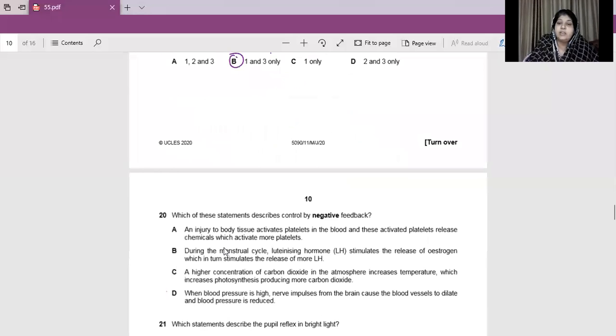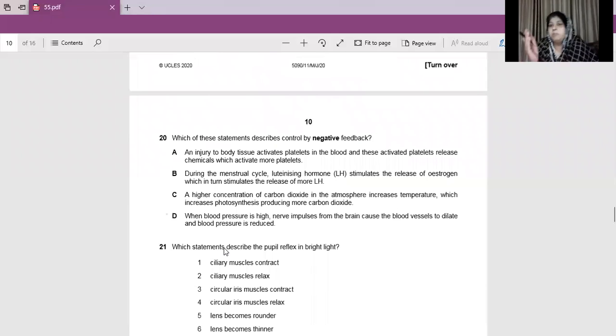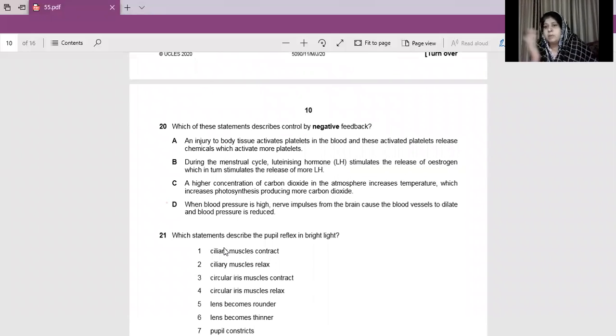Next is negative feedback, which simply means the body takes opposite reactions. If you read all the options, D is the correct one. When blood pressure is high, nerve impulses from the brain cause the blood vessels to dilate and blood pressure is reduced. The body does something opposite to normalize all the parameters, like a thermostat. So this is the correct option.